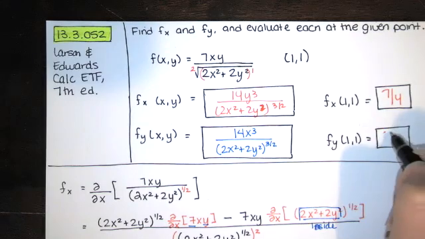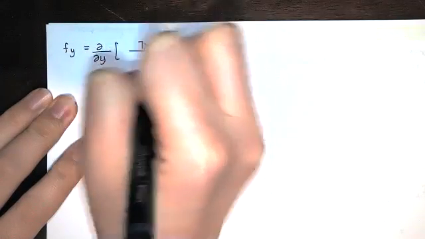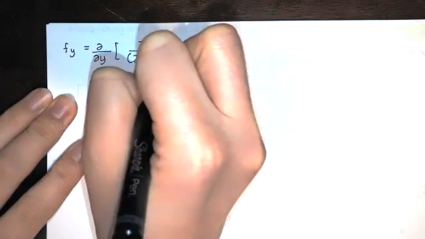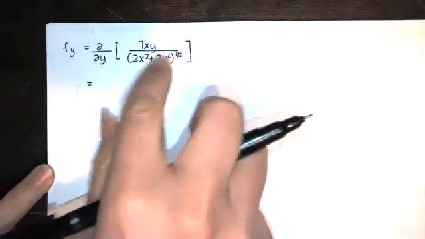I'm saying by symmetry we should get the same thing, but let's prove it. Okay. So we're taking the partial derivative with respect to y of this quotient. Remember, operator notation, that's not multiplication. That's the partial derivative with respect to y of whatever's in the brackets.